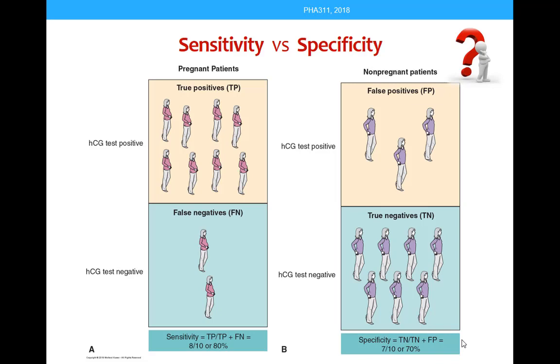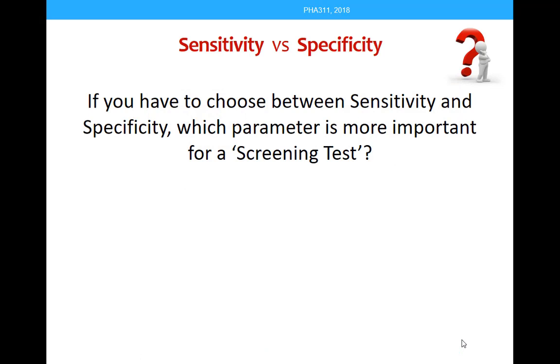So this test is 70% specific, 80% sensitive, 70% specific in this particular example. Now I'll ask you one question before we go to the next topic. If you have to choose between sensitivity and specificity when you are designing a screening test, you cannot have both. You cannot have an ideally sensitive and specific test. You have to choose between one. Which one will you choose?